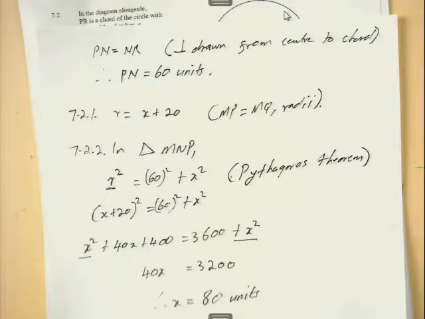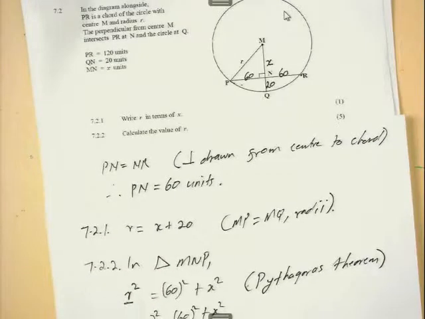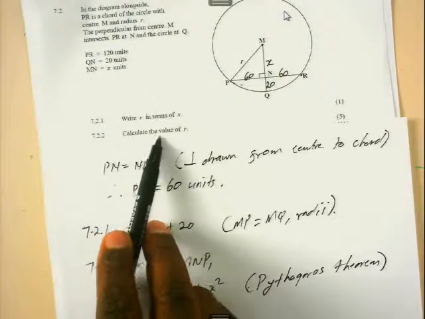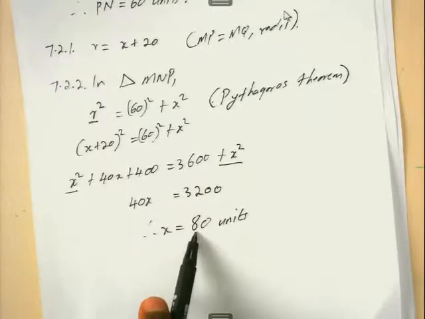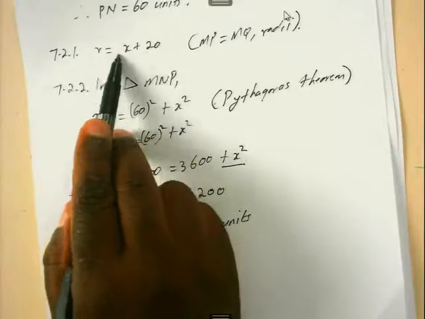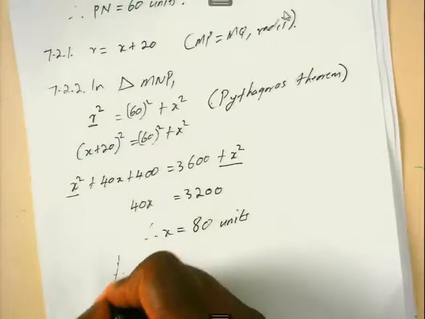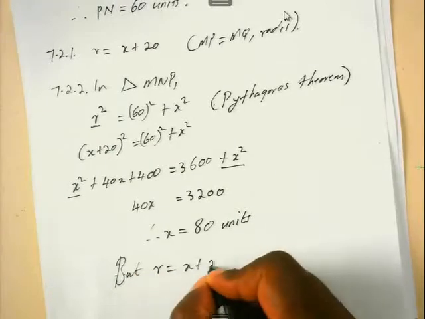Let us not forget the question. The question states, calculate the value of R. Now we have got X. X is equal to 80 units. Remember from 7.2.1, R is equal to X plus 20.